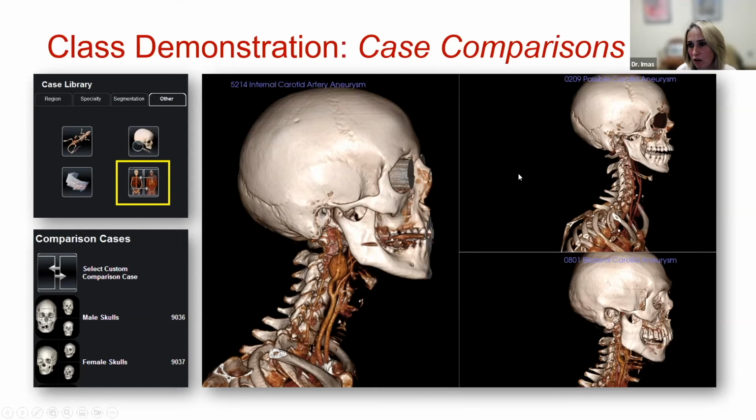The upper right corner is showing possible carotid aneurysm, and the lower right corner shows bilateral carotid aneurysm. I wish the Anatomage, I'm actually putting my wish list out there, I wish the Anatomage would also enable using your own DICOM cases in here so that I can compare cases that I have in my own personal library. But currently it's really limited to the cases that are part of the case library, which is a ton of cases that you can look at. So these are particularly useful too, I think, for in-class demonstrations.